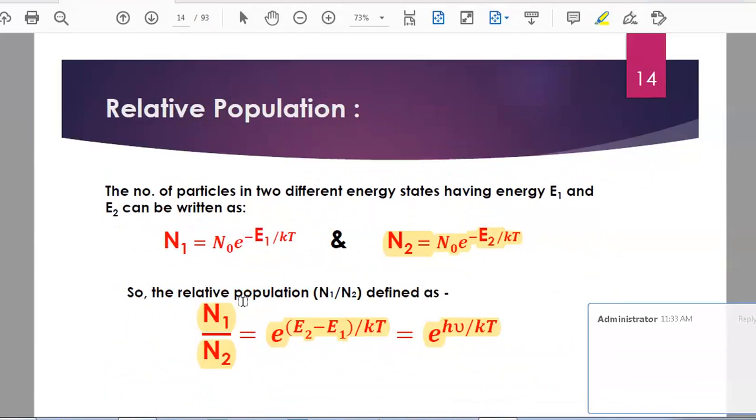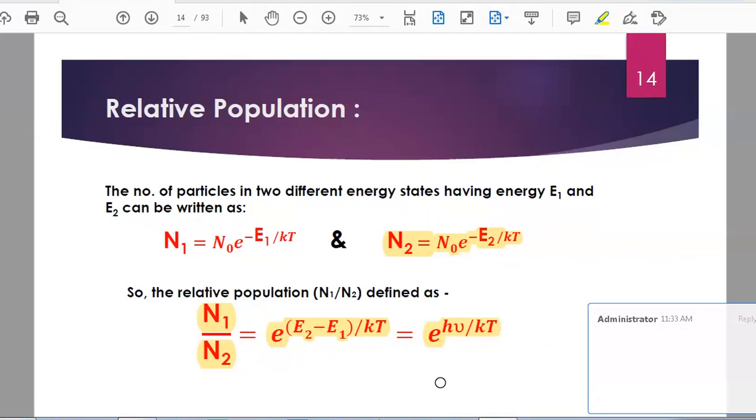N naught is the total number of particles present in the system, right? So if n1 is maximum, then n2 will be less, or n2 will be more and n1 will be less, or both are equal. So you see, out of three cases only two are going to be possible with this form. If you see on the screen, with this formula only two cases are possible. N2 cannot be larger than n1 in a two level system using this formula.